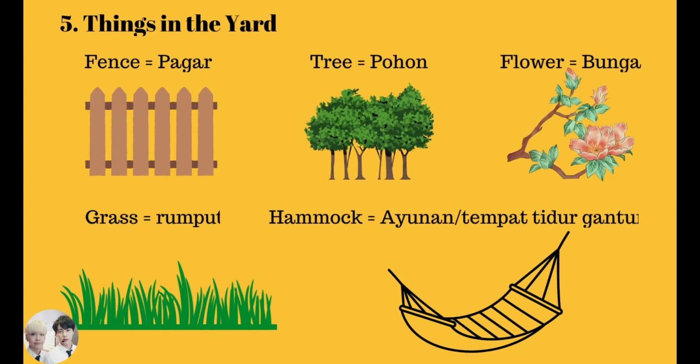And the last one is things in the yard, atau benda-benda yang ada di halaman rumah. Fence, pagar. Tree, pohon. Flower, bunga. Grass, rumput. Hammock, ayunan atau tempat tidur gantung. Please repeat after me. Fence, tree, flower, grass, hammock.